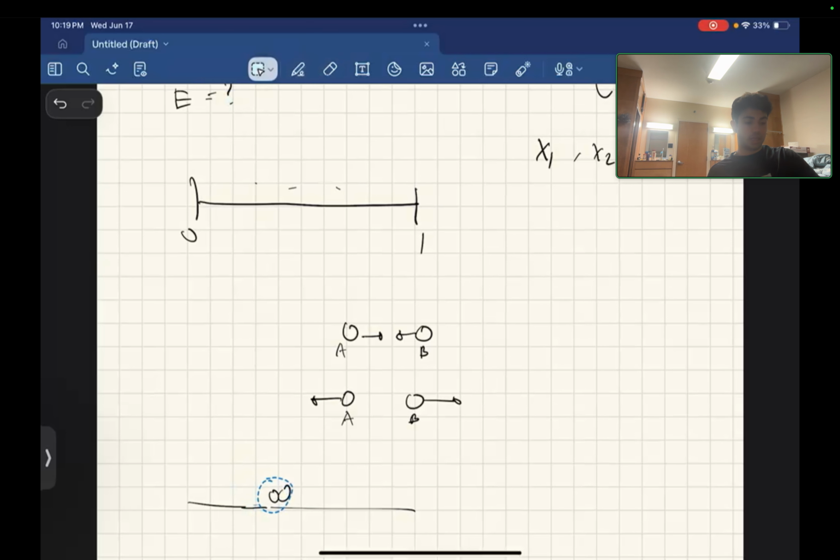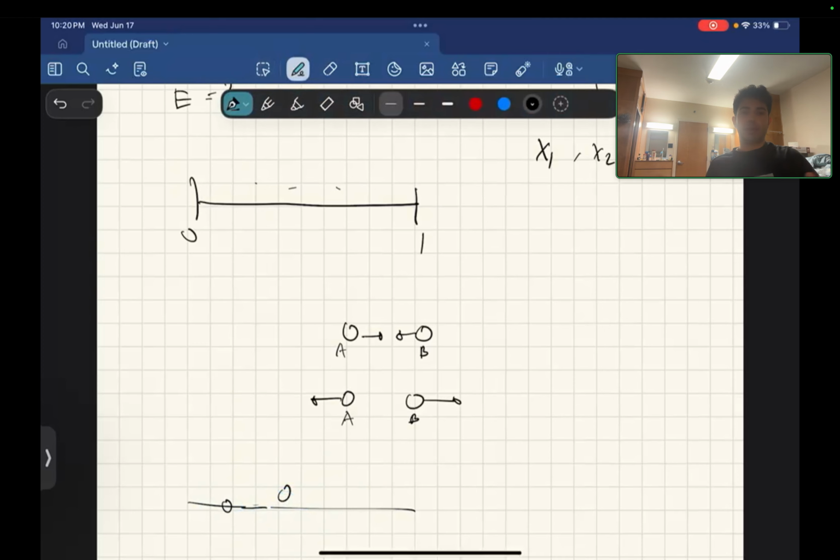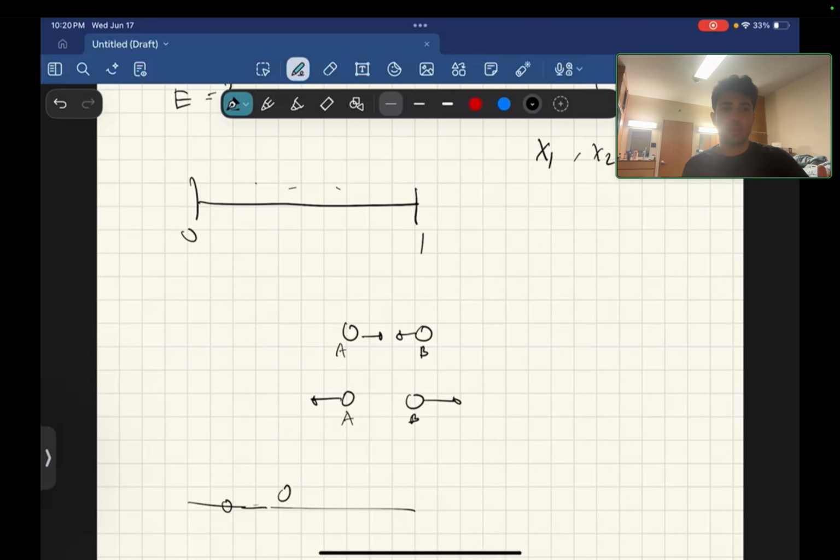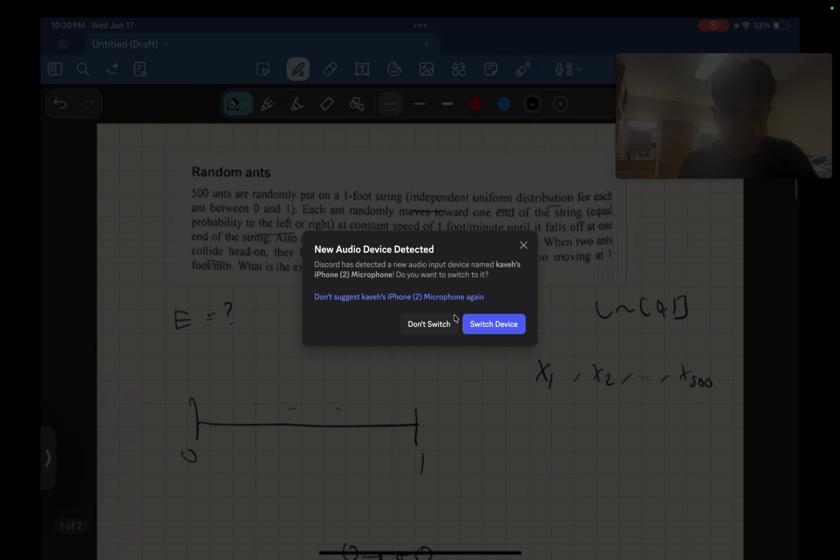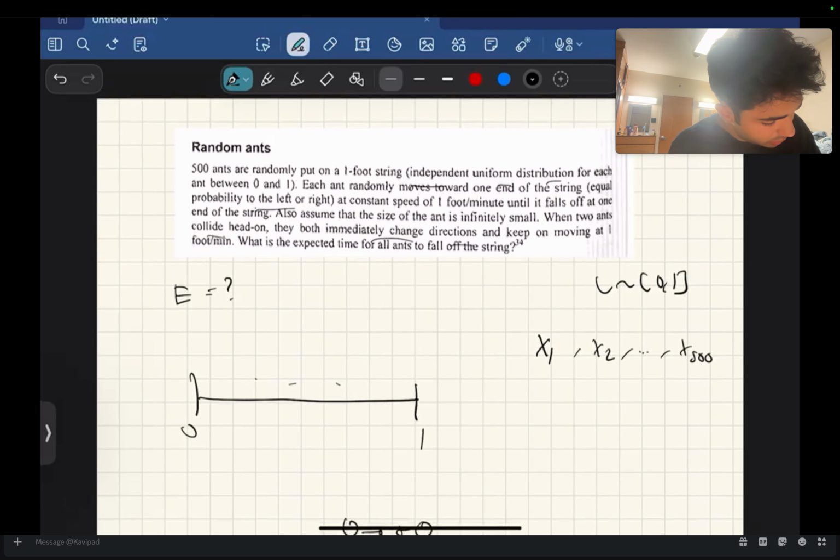So if they're going to collide and change directions, now let's say they collided and phased. This ant will go this way, this ant will go this way. My point is, once they collide, it doesn't matter which one's which anymore. A takes B's path, B takes A's path. So let's just rename A and B and say they didn't collide, they phased through. So we can throw away this portion about changing directions. That doesn't matter. It's trying to throw you off.